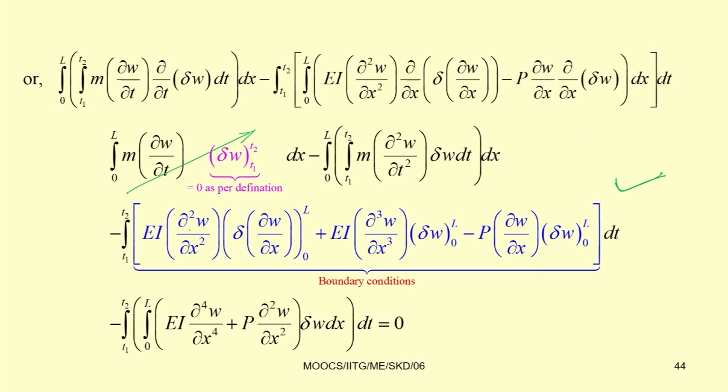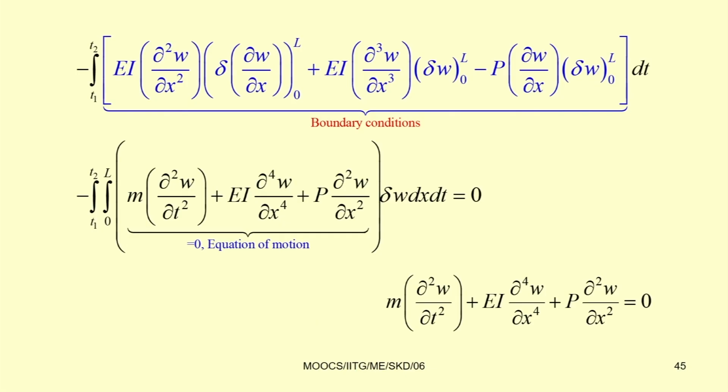So, either this part will be equal to 0, that is del square w by del x square, that is bending moment, or this del w by del x, which is nothing but the slope, or this part, which is the shear force, or this del w, which is nothing but the displacement. So, 4 different boundary conditions are generally there in case of the beam: either displacement will be 0, slope will be 0, bending moment will be 0, or the shear force will be 0.